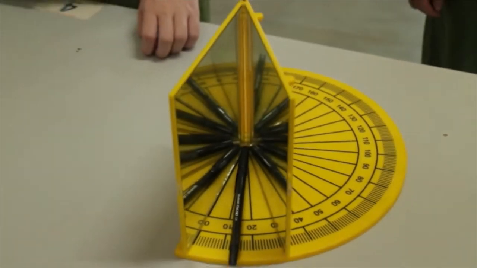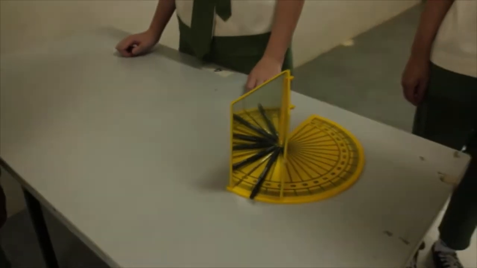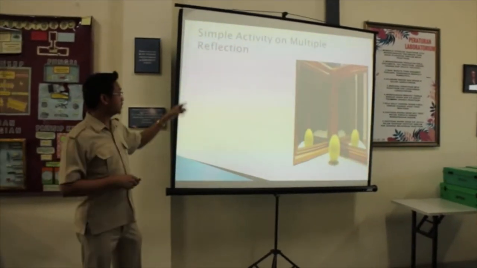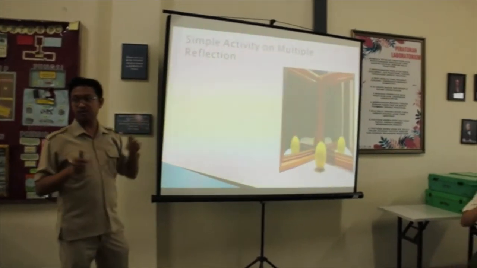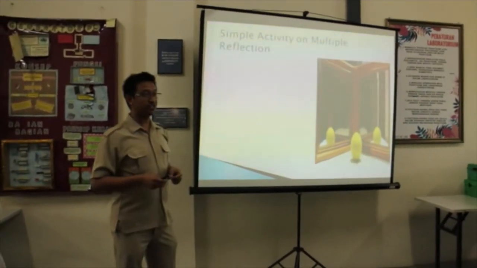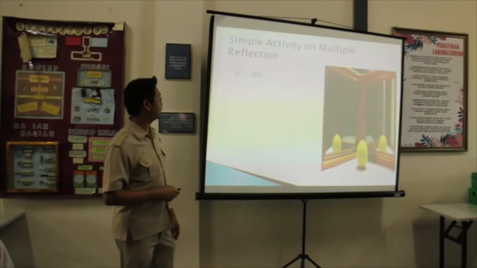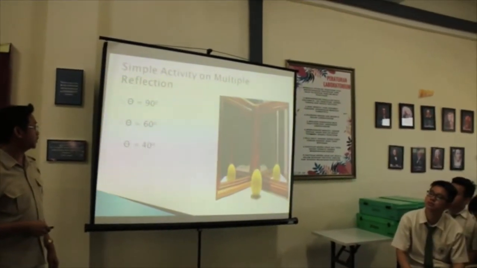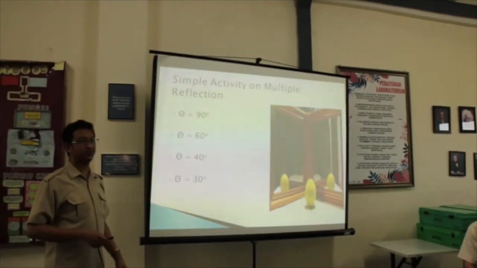Thank you so much, guys. Let's see if you got it correctly. Open the two mirrors according to the angles that will be flashing here, then count the number of images and record the number of images that you've seen in the mirrors. The first is 90 degrees, second 60 degrees, third 40 degrees, and the last is 30 degrees. Do it now.